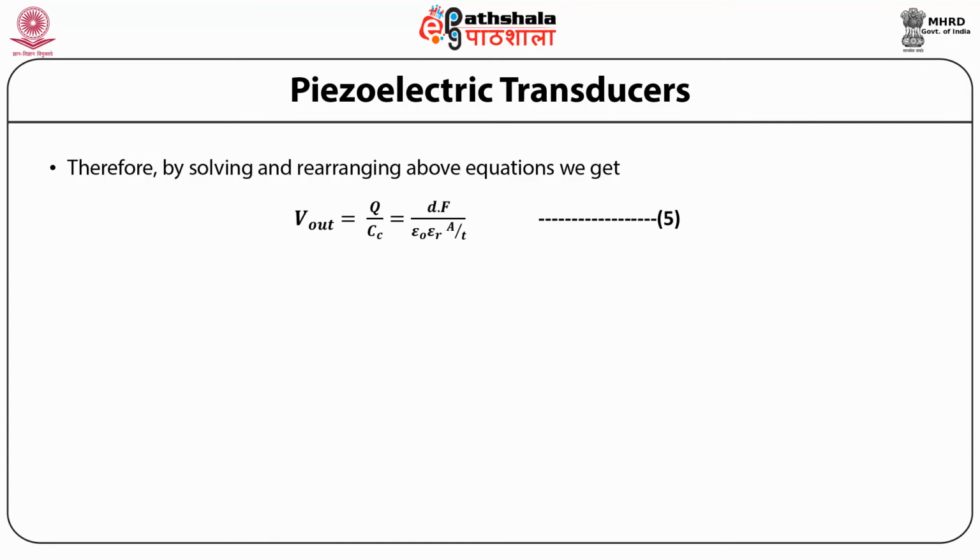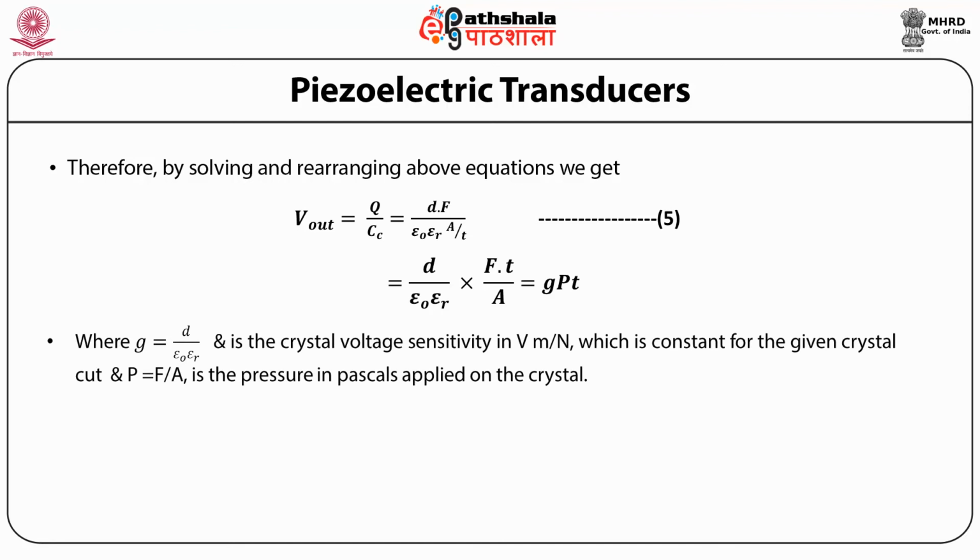This is equal to D into F divided by absolute permittivity into relative permittivity into A by T. This is further equal to D divided by epsilon naught into epsilon R into F into T divided by A. This is equal to G P T. This is equation 5, where G is equal to D divided by absolute and relative permittivity and is the crystal voltage sensitivity in V meter per Newton, which is constant for the given crystal cut, and P is equal to F by A, the pressure in pascals applied to the crystal.